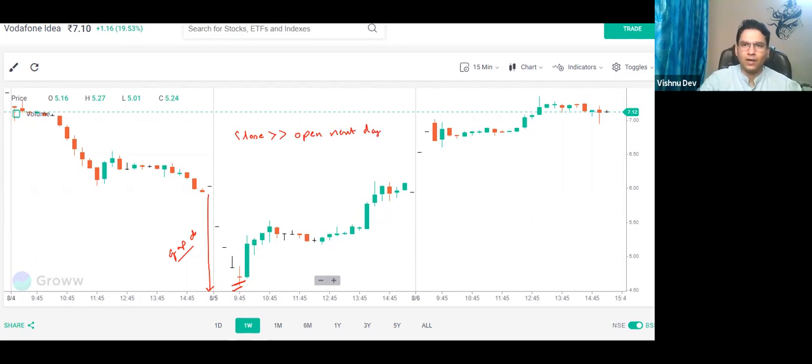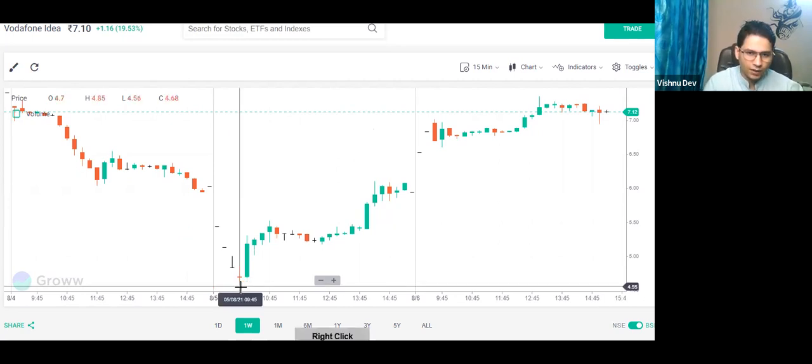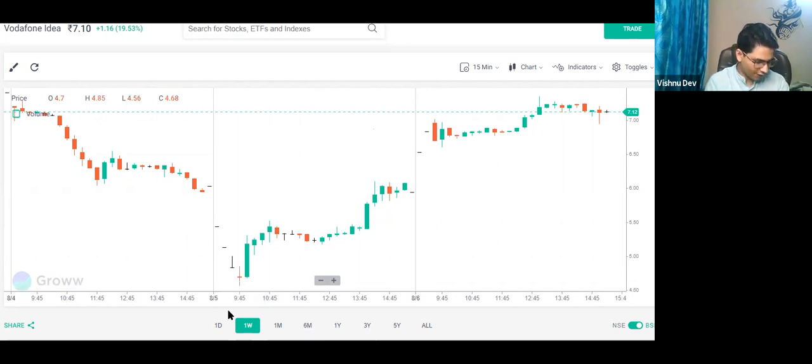Now pay attention here. As soon as the gap down happened, how far did it go? It went down to 4.5, actually 4.45. And why? Obviously some bad news must have happened. The news was that Mangalam Bellar, the promoter of this company, resigned from the chairman post because of lots of stuff.